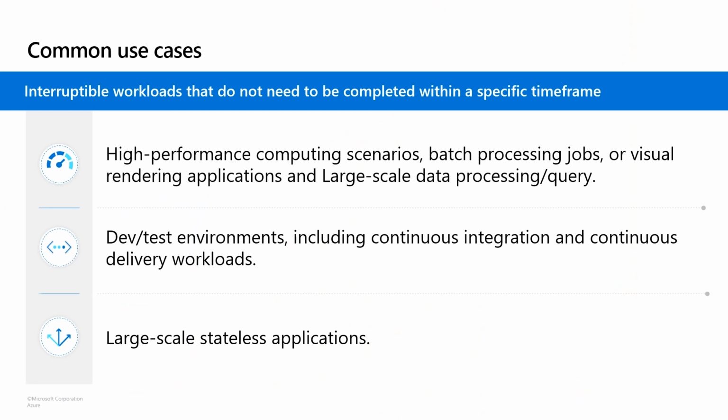Let's get into some of the common use cases that customers use Spot VMs for and some of the use cases that we see developing in the market. Spot VMs are interruptible, so they fit very well for workloads which can get interrupted and still be successful. Some examples are batch processing, where you can checkpoint your workload and then restart when the VM comes back, high performance computing, video and visual rendering, and large-scale data processing.